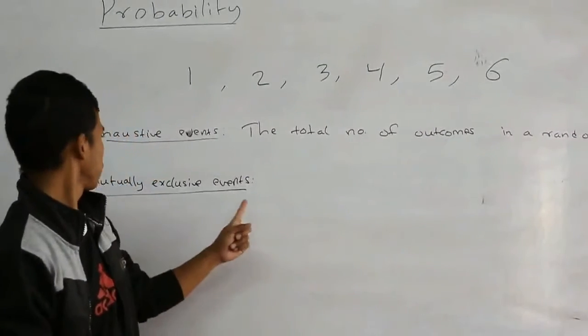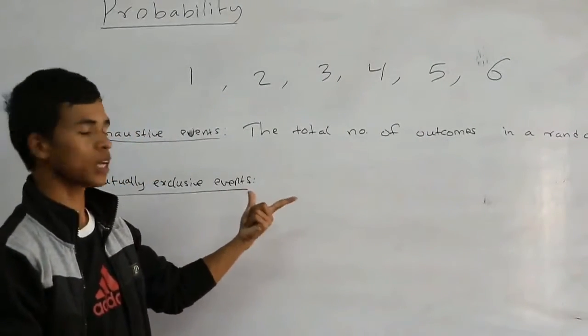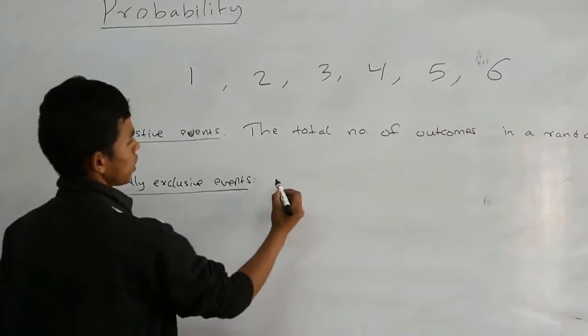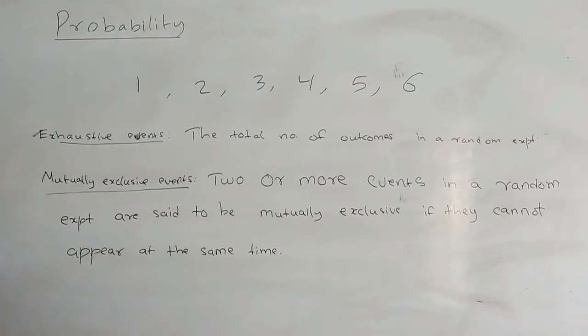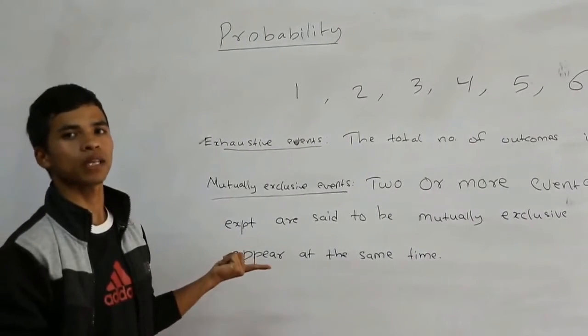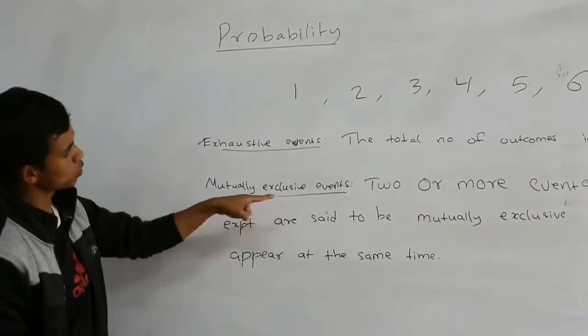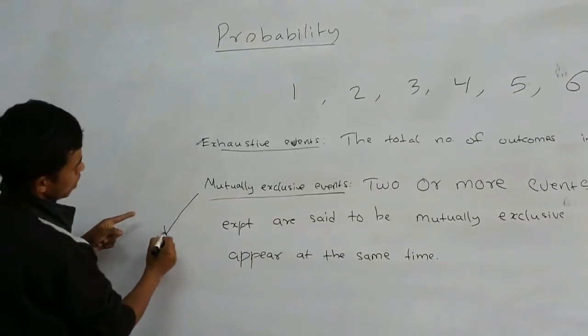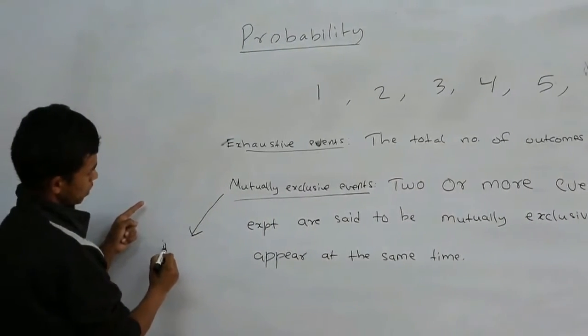So if you have to define mutually exclusive events in general, two or more events are said to be mutually exclusive if they cannot appear at the same time. Sometimes mutually exclusive events are also called incompatible events.